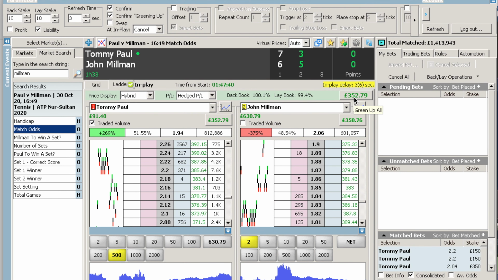Now, quite unexpectedly, Tommy Paul has just broken Millman. So what I'm going to do here, because we've got Tommy Paul serving next, is hedge out for the profit of around £350.